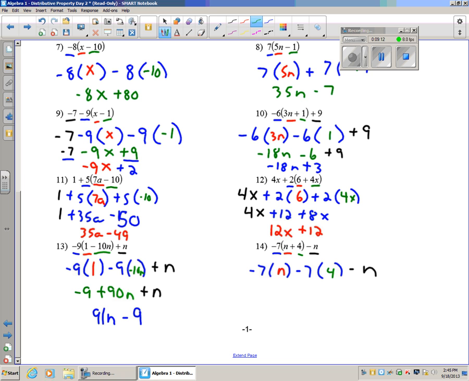Negative 7 times n, well, that's negative 7n. Negative 7 times 4, that's negative 28. And my last n, or the minus n, just drops down. Negative 7n and negative n, that gives me negative 8n, and then, of course, minus 28.